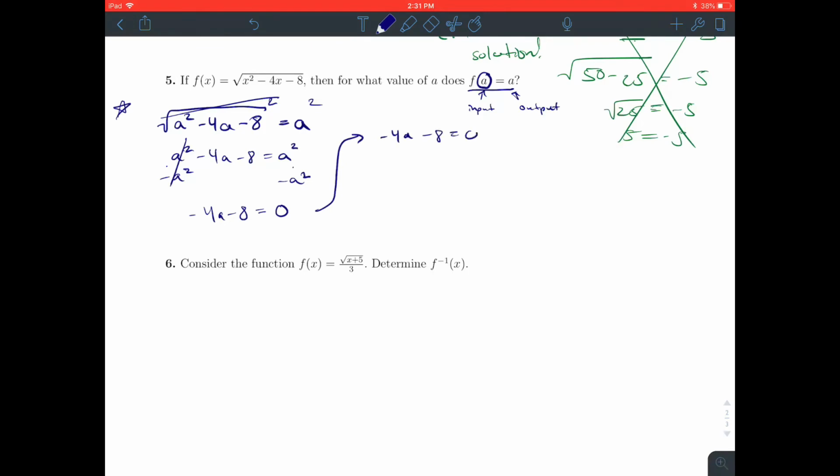So now from this step, let me just rewrite it so that it's clear. We can add 4a to both sides. We get negative 8 is equal to 4a. We divide by 4 on both sides. We get a equals negative, not negative 4, a equals negative 2.